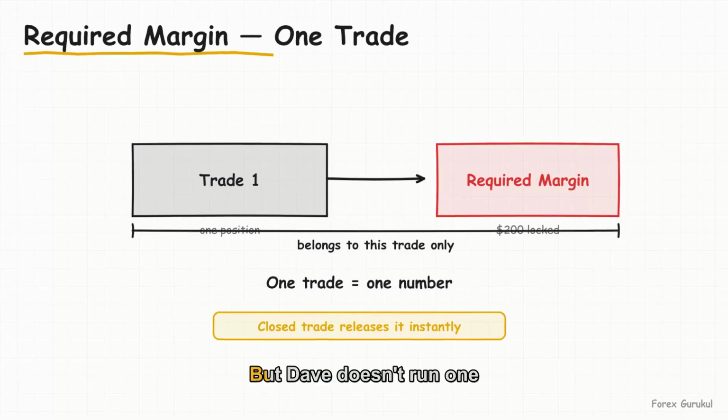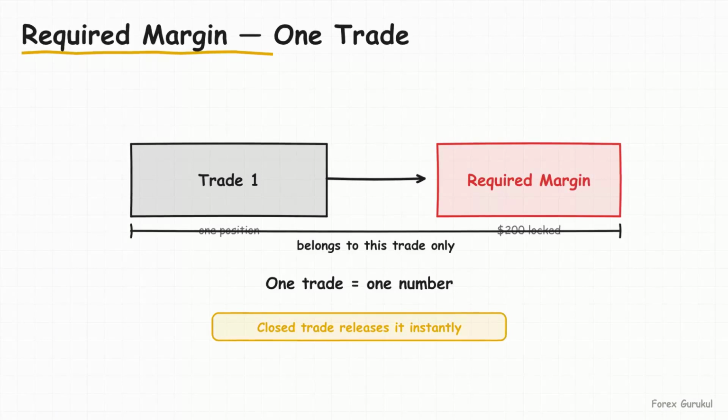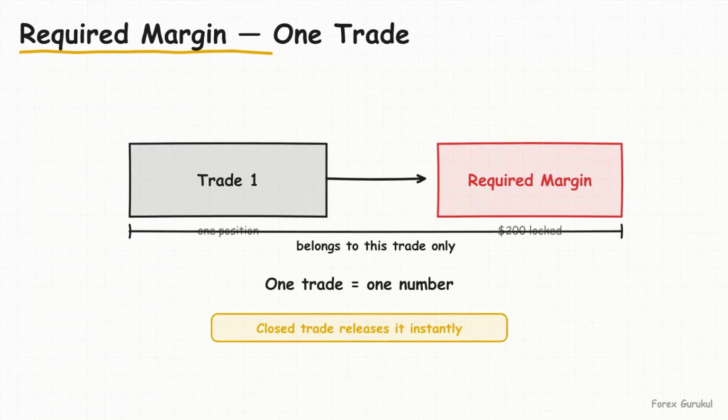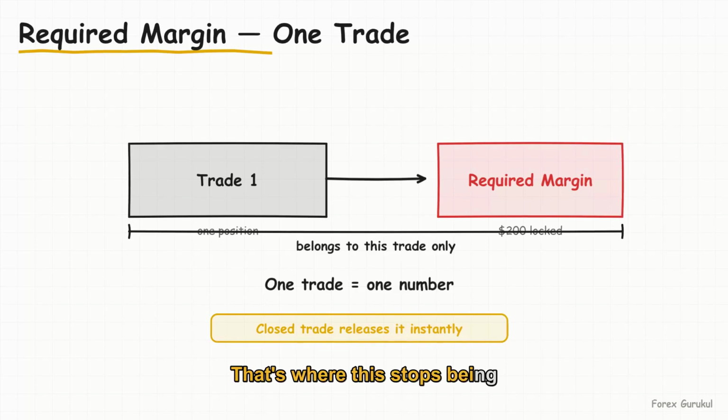Simple so far. But Dave doesn't run one trade at a time. He had 3 open when he tried that 4th entry. So here's the question. Recap alone can't answer. If every trade locks up its own little slice, what happens to your account when 3, 4, 5 of those slices are locked up at once? That's where this stops being simple.